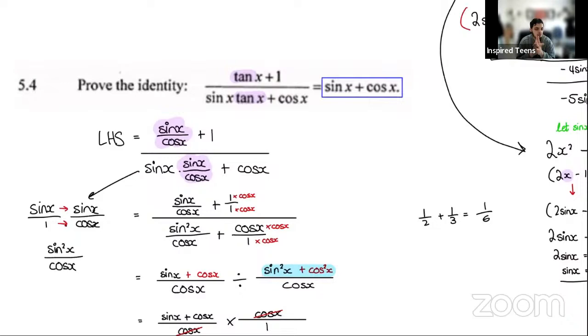So that should be your last resort. Just say you're completely stuck and you don't know what's going on. Then try converting 1, or unless it's obvious, meaning you obviously know what this is. This is sine squared x plus cos squared x.